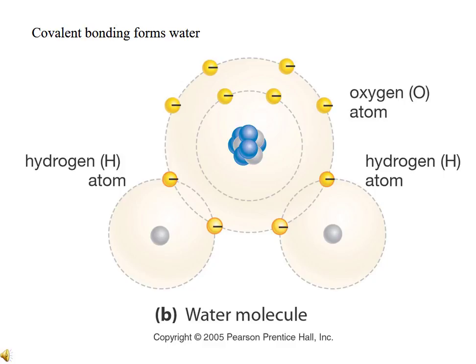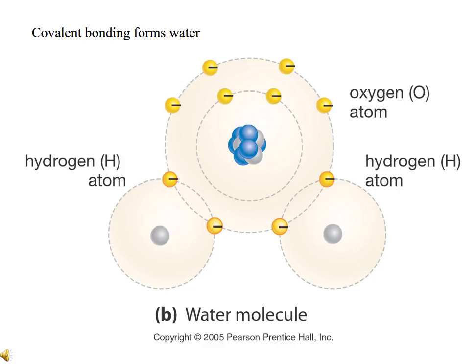Covalent bonding in the formation of water. Water consists of the molecule H2O. Now look at this funny looking structure. It looks like an upside down Mickey Mouse. Now this structure has one oxygen and two hydrogen.